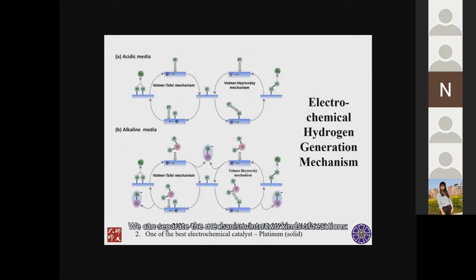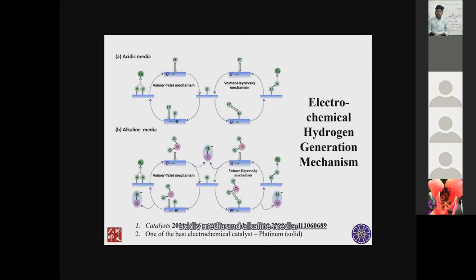We separate the mechanism into two kinds of reaction, acidic media and alkaline media. In acidic media, we have two reactions. One is that two hydrogen atoms are fixed on the metal, such as lithium, and combined into hydrogen gas. Another reaction is when one hydrogen atom is fixed on the metal, reacts with a hydrogen ion, receives an electron simultaneously, and becomes hydrogen gas.